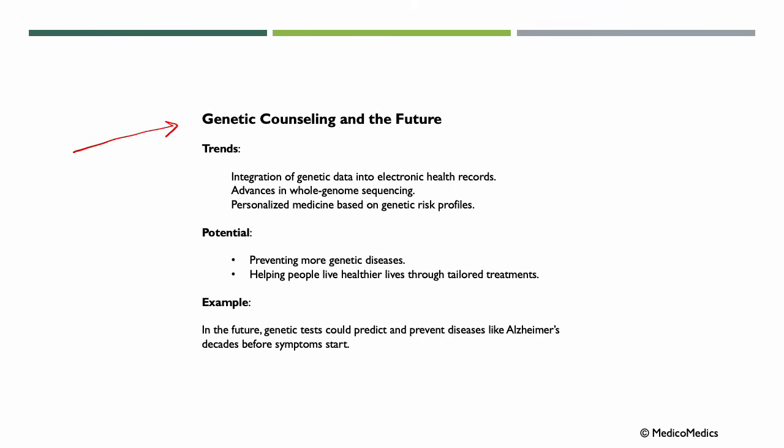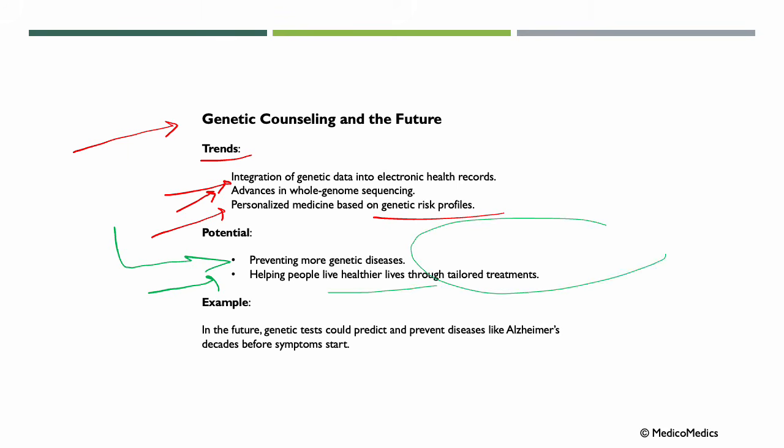Now, genetic counseling and the future. Up-and-coming trends, so integration of genetic data into electronic health records. Advances in whole genome sequencing. Personalized medicine based on genetic risk profiles. What are some potential positive outcomes here? Well, it could prevent more genetic diseases and help people live healthier through tailored treatments. For example, in the future, genetic tests could predict and prevent diseases like Alzheimer's decades before symptoms start.